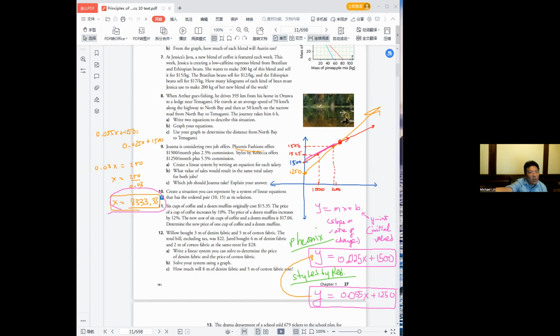But if you are a very good salesperson and you sell more than $8,333.33, then you should take the job by Rebecca because as you can see, the orange line is above the red one after that break-even point. Okay, so that answers the question for B as well. What value of sales would result in the same salary for both jobs? The answer is $8,333. If you manage to sell $8,333, you'll make the same amount of money at both jobs.